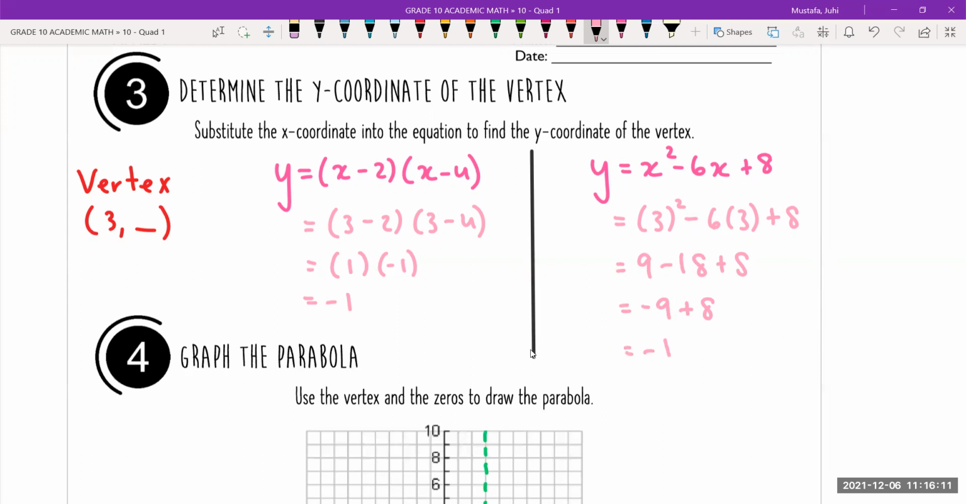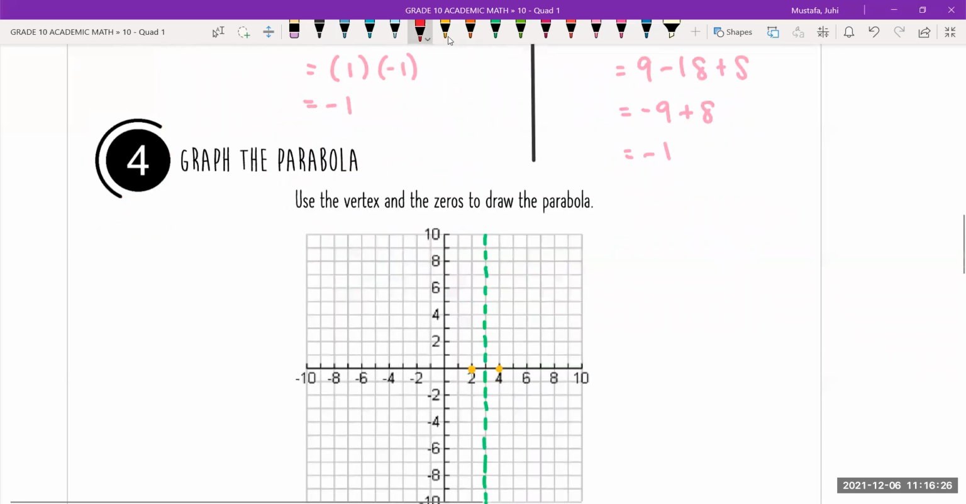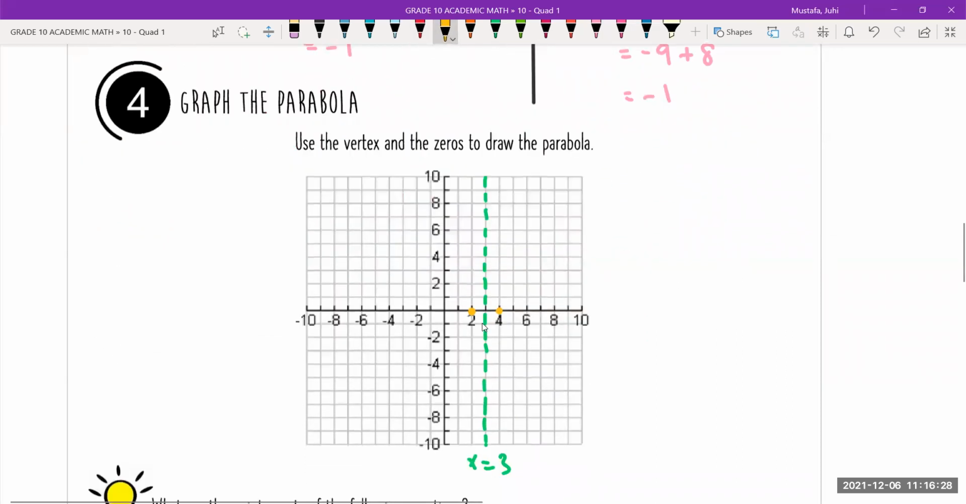So you can see both the numbers match. It doesn't matter which one you use. The most important thing to note is that the vertex's y value is -1. So now we've figured out more information. We know our vertex is going to be at 3, -1. It's going to be right around here.